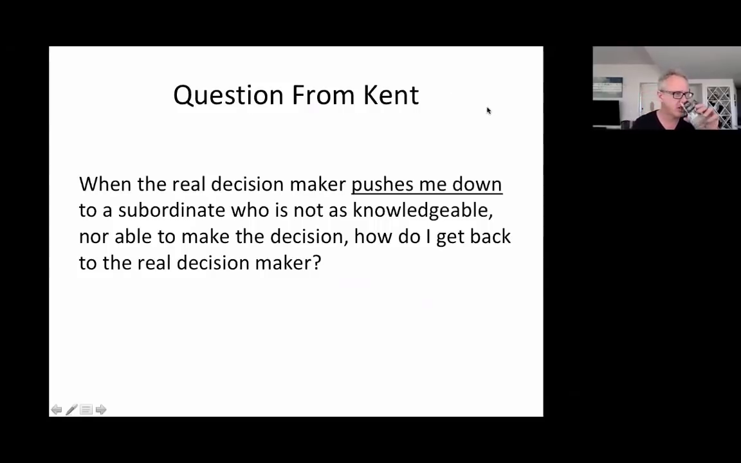Question from Kent. When the real decision maker pushes me down to a subordinate who is not as knowledgeable nor able to make a decision, how do I get back? Well, I covered that a little bit earlier, Kent. And the concept is you have to secure return access. More importantly, you have to have the courage and determination to ask why this is being pushed down, and understand, is it being pushed down so the decision maker, the person of authority, doesn't have to deal with this at all? It doesn't have to participate, right? Or is it because they actually want somebody else to do the work for them?